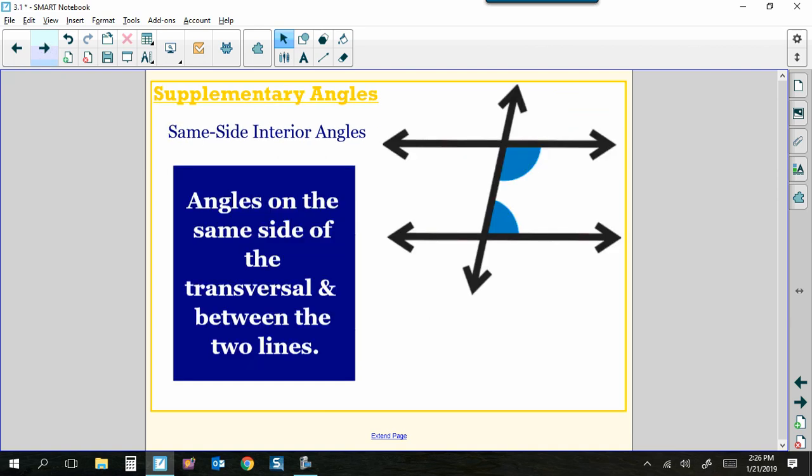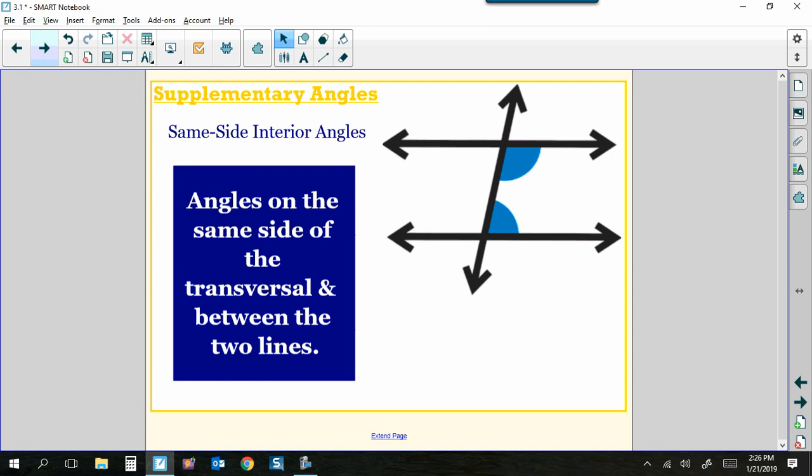There are 2 sets. Let's talk about supplementary. Supplementary means that they will come together and equal 180 degrees. So, for those of you still struggling with this, let's remember supplementary is like a supper table, and a supper table where we eat our dinner is a flat surface, which is 180 degrees. So, supplementary 180, get it in your head.